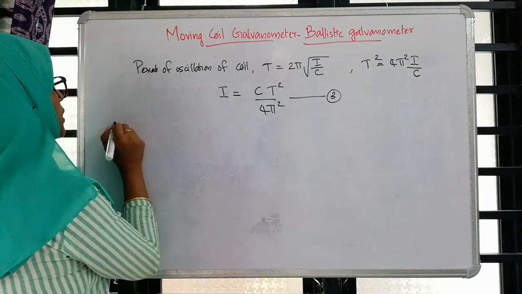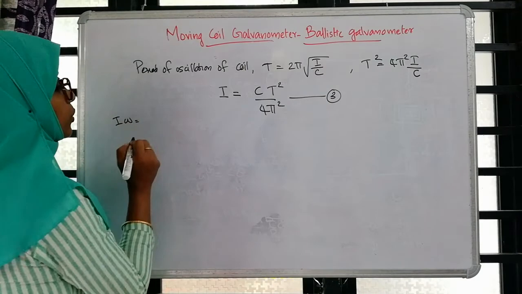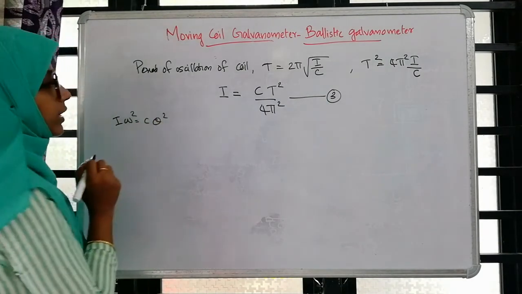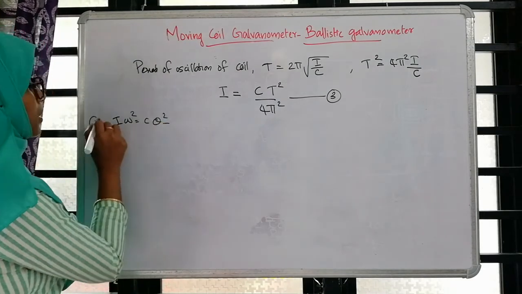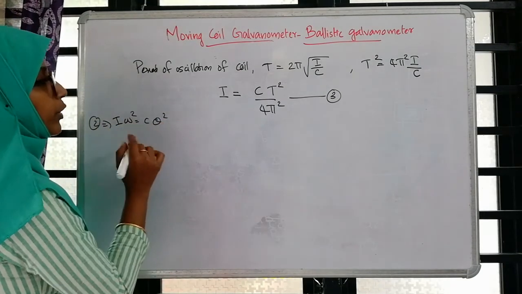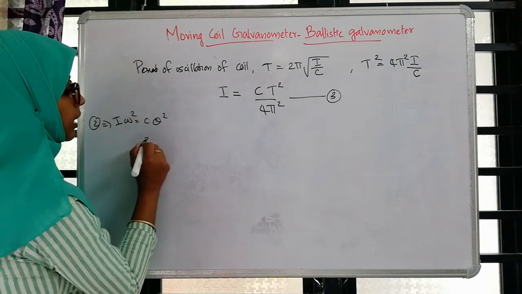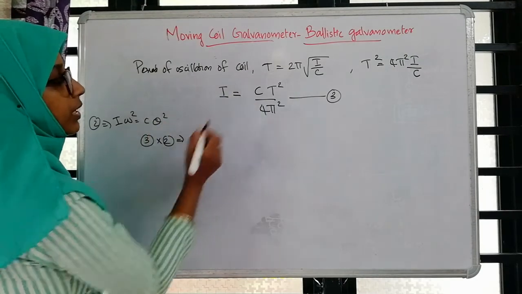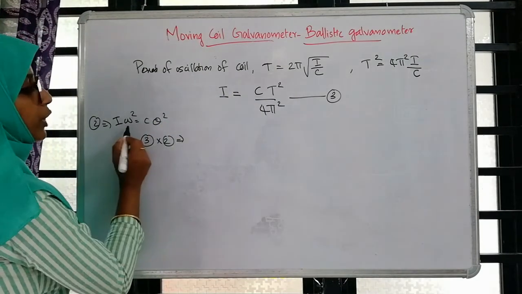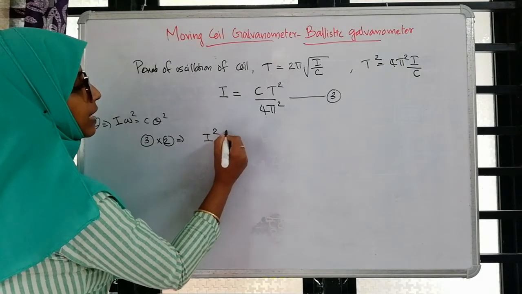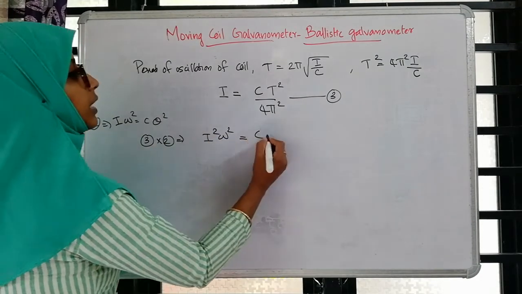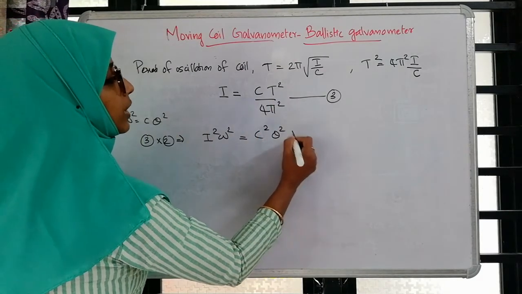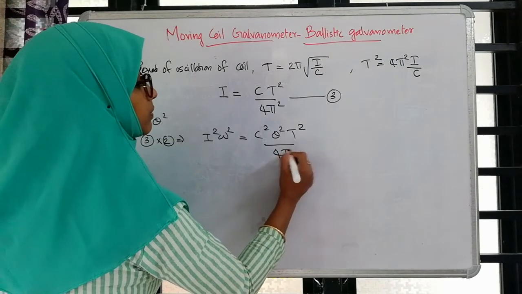We know from equation number 2, I omega square is equal to C theta square. Now I am going to multiply equation 3 into 2, LHS with LHS and RHS with RHS. That implies I into I omega square, that is I square omega square, is equal to C theta square into C T square by 4 pi square, that is C square theta square T square by 4 pi square.